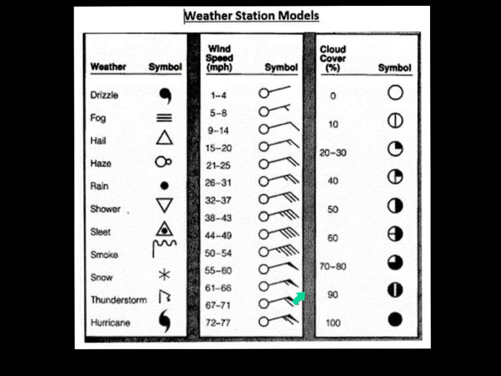And then in the third column is my cloud coverage. If I have 0% cloud coverage, I leave the circle empty. If it's 10, I just draw a line down the center. For 20 to 30, I just color in about a quarter. For 40, I draw a line down the center, but then I color in a quarter, and so on and so forth.